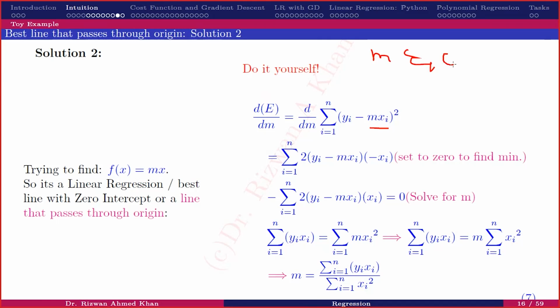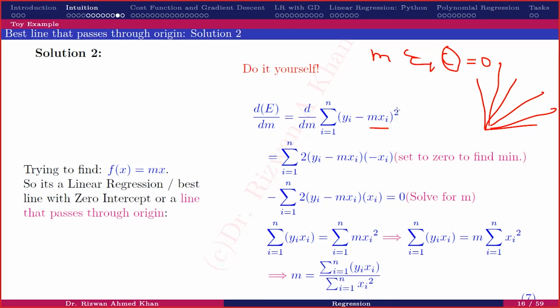So in the previous example, we solved for c and made it equal to 0. Now we can solve for m and make c equal to 0, and c equal to 0 means the line passes through the origin. So we are just trying to find a line which passes through the origin. It could be a line like this, or this, or this. So all the possible values, all the possible lines.